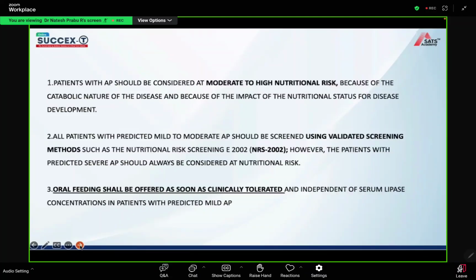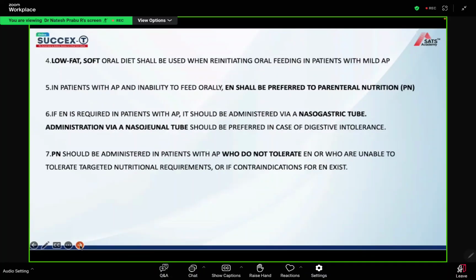So the general concepts in acute pancreatitis is they should be considered moderate to high nutritional risk, and these patients should be screened using validated screening tools, which we have already discussed. And early oral feeding should be offered as soon as clinically tolerated in mild and moderate pancreatitis patients. Generally, the recommendation is a low fat and soft oral diet, and always enteral nutrition is preferred over parenteral nutrition.